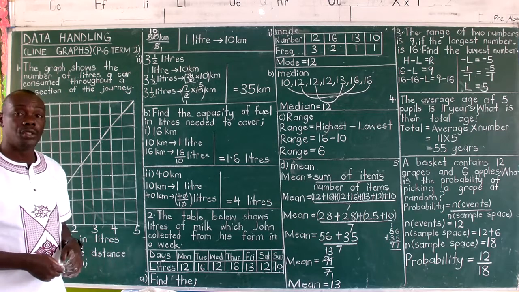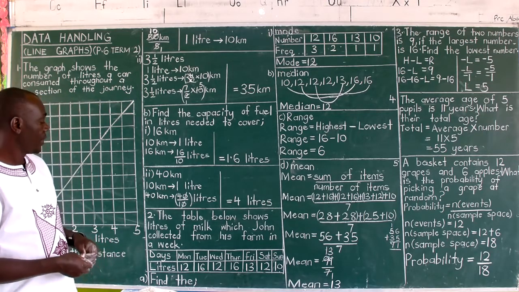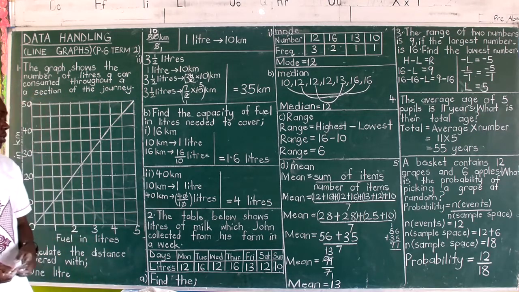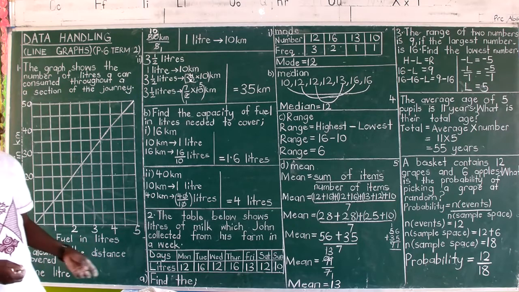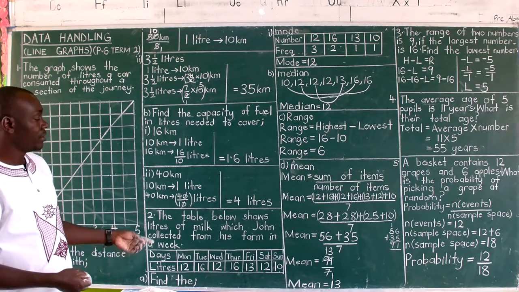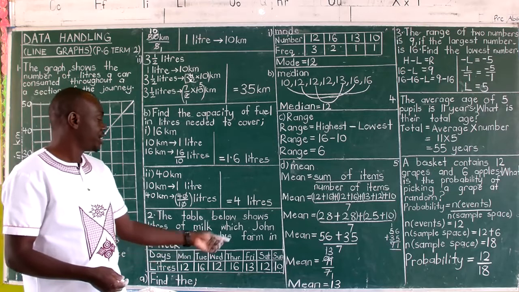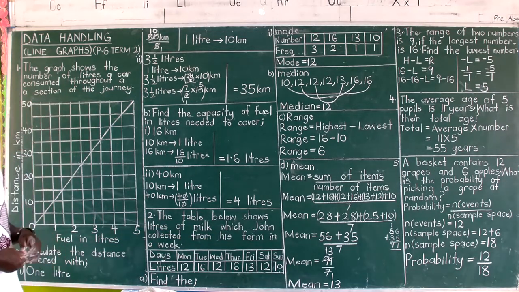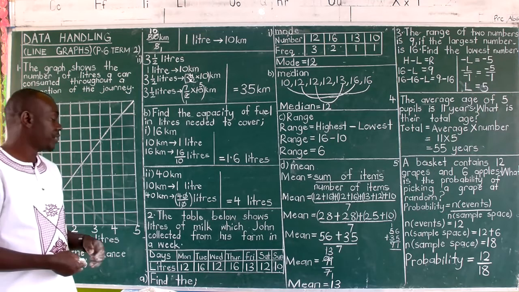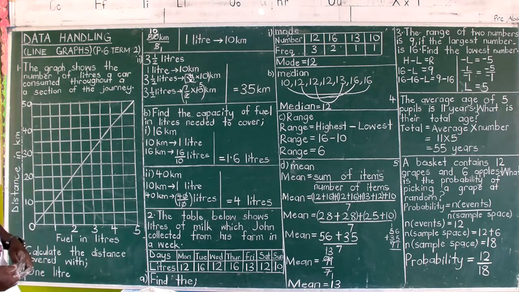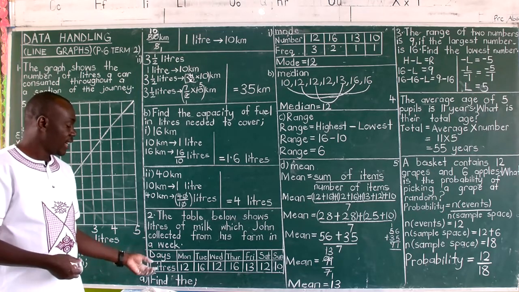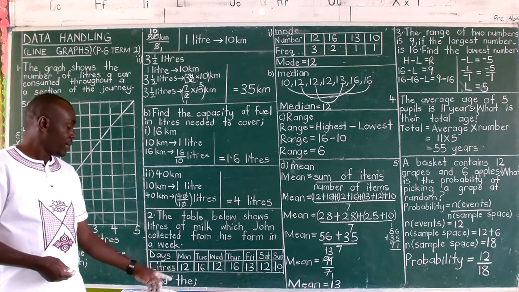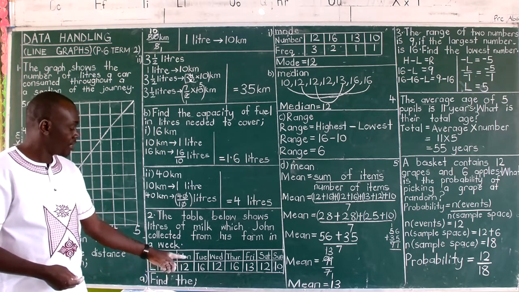Now we are going to look at statistical data. The table below shows liters of milk which John collected from his farm in a week. We've got days and liters. On Monday, John collected 12 liters of milk.